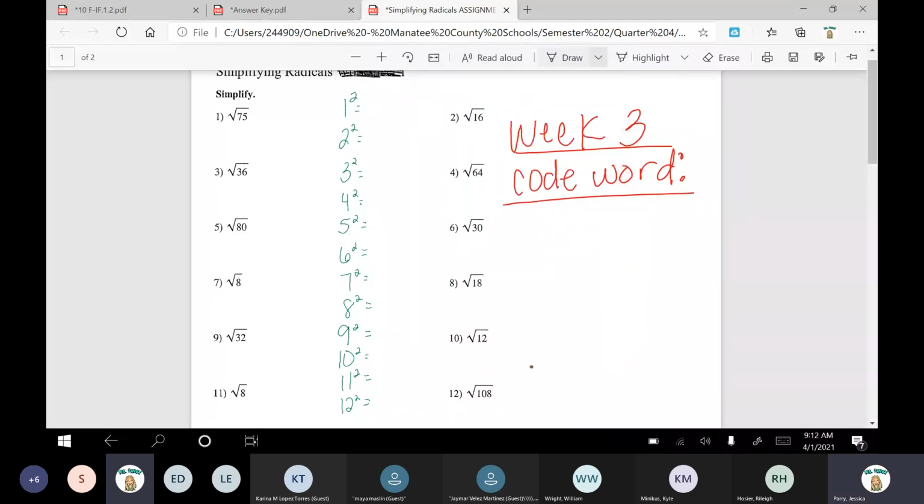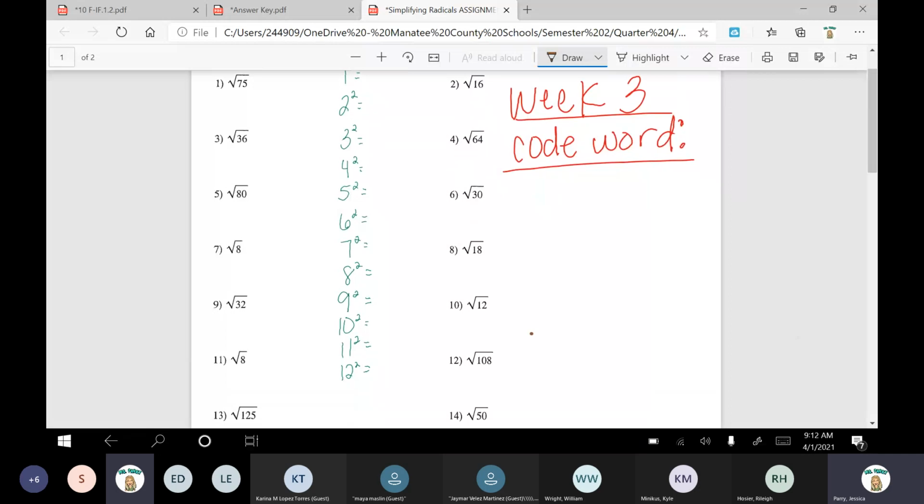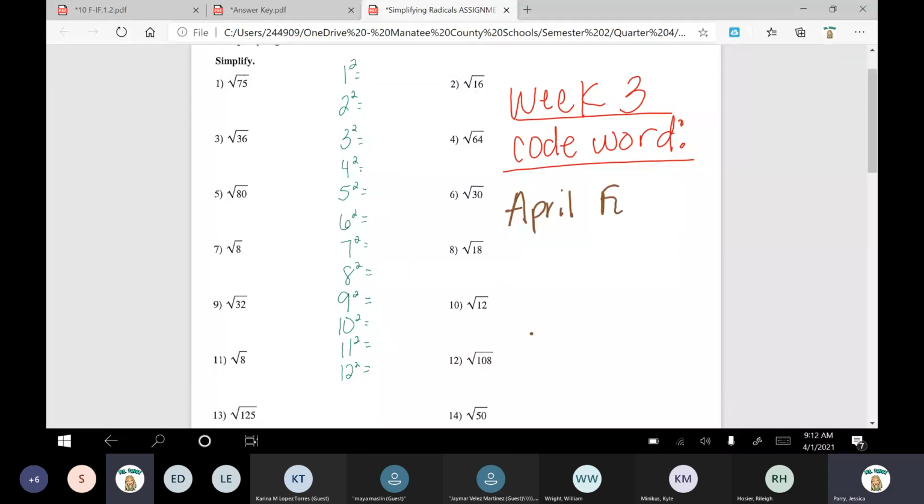So hopefully you guys think this is funny. I don't know. We'll see. We'll do the code word first. We'll say it is April Fool's, because today is April Fool's Day. I'm not sure if you guys know that. Today is April 1st, April Fool's Day.